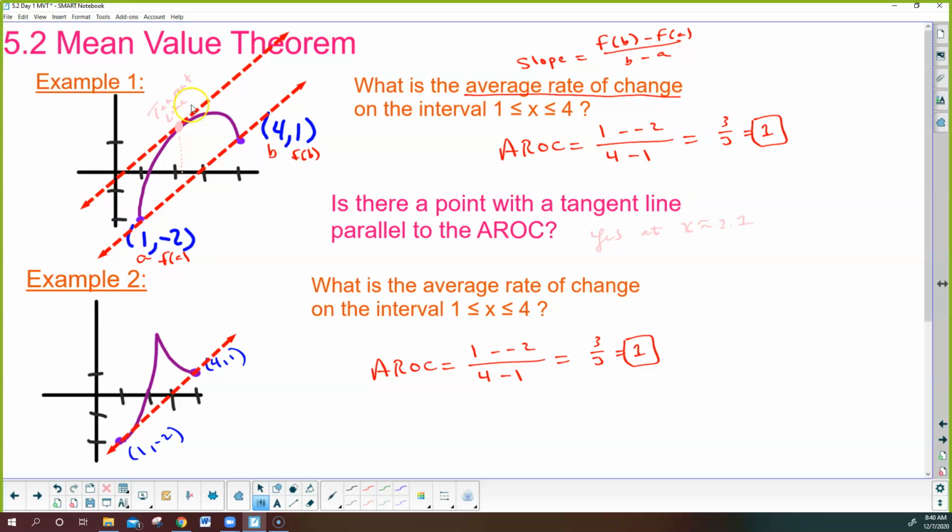But you can see, what does this show? Well, let me rewrite this. This red line on the bottom shows the average rate of change that has a slope of 1. And this line up top is a tangent line which shows the derivative at some point C is equal to 1. That's the idea here. Actually, instead of saying 2.1, I'm going to say x equals C. Okay? Now let's look at this example down here.